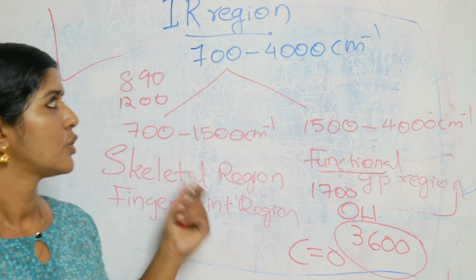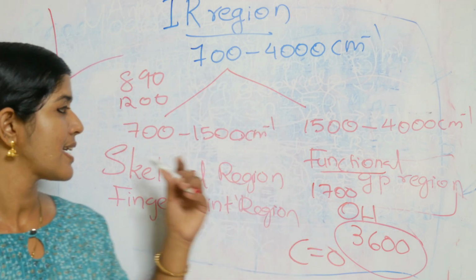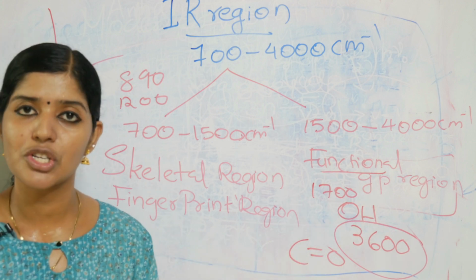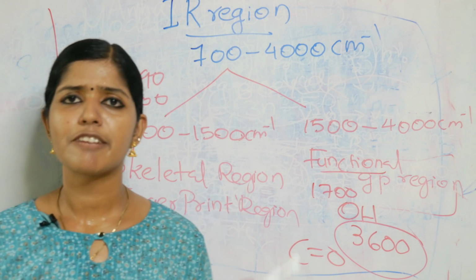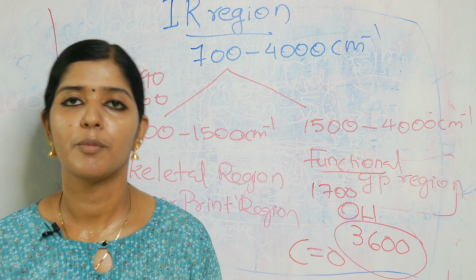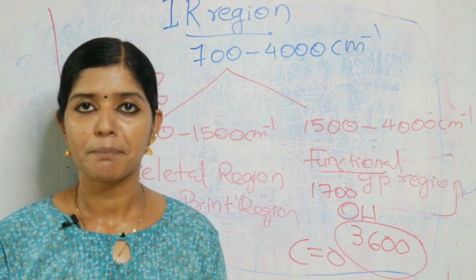All right, so the IR region is generally divided into two. First is the skeletal or fingerprint region, and second one is the functional group region. What is the skeletal or fingerprint region? That is a fingerprint of a molecule, and you will have a particular value for a particular molecule. No other molecule will give a peak at that particular value.